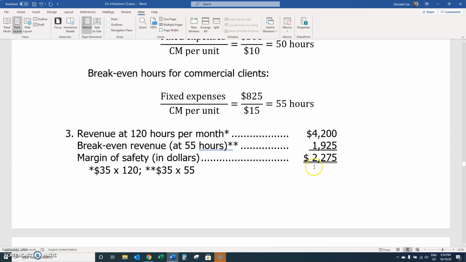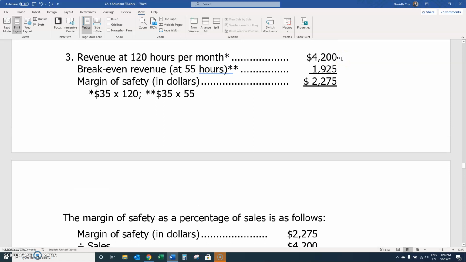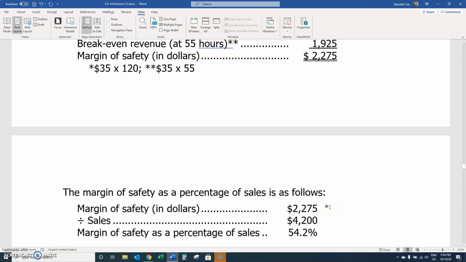And this was in dollars, we also had to do it as a percentage. That is your margin of safety in dollars, which we calculated above, and you divide it by sales, which was 4,200. So his margin of safety as a percentage of sales is 54.2%. That just kind of tells him how much sales could be different from what he budgeted and still break even. Okay, that's it for that question.